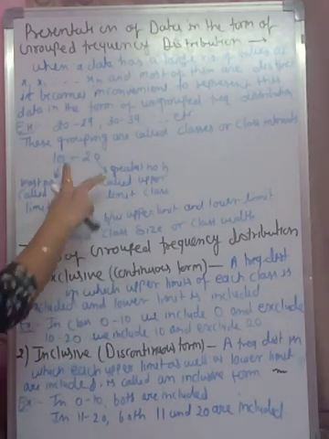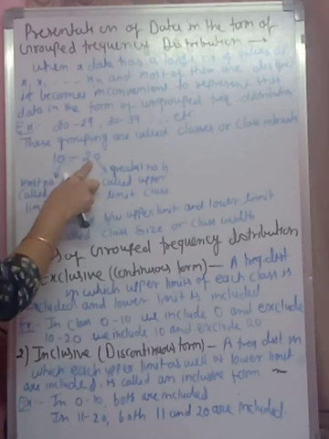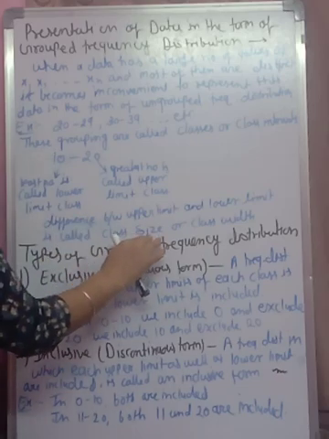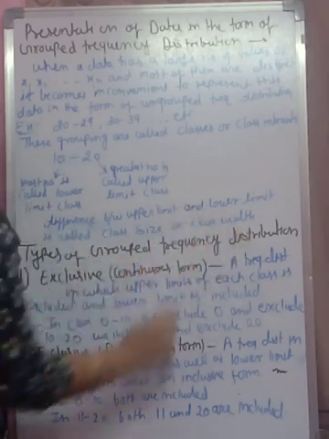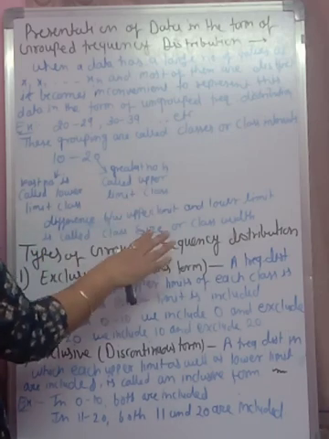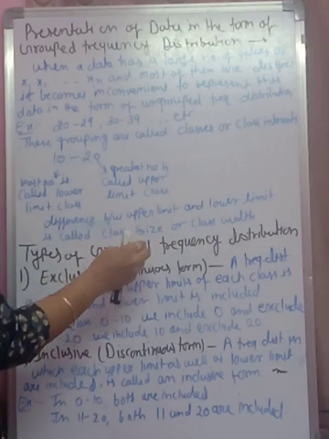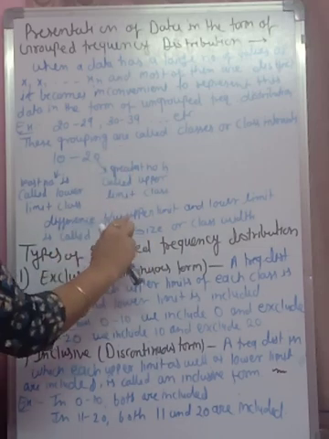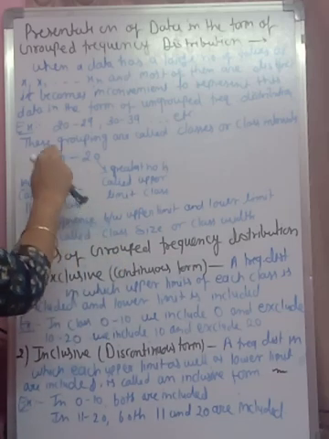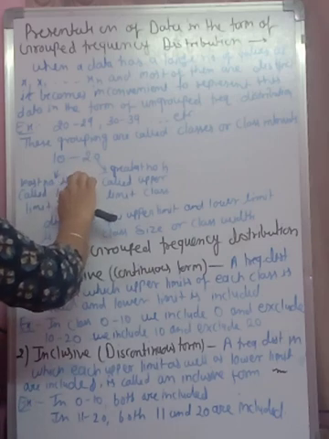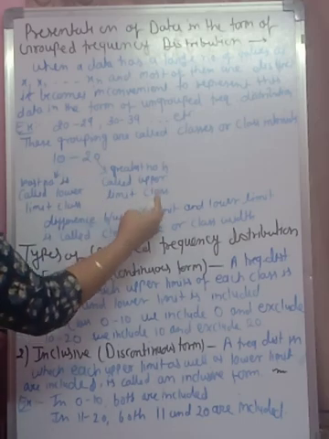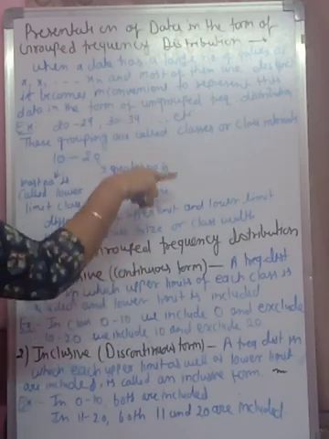Now students, the difference between the upper limit and the lower limit is called the class size or the class width. The number of entries of the data having their values lying in a class is defined as the frequency of the class. The table in which the corresponding frequencies are written against each class is called the frequency distribution table.